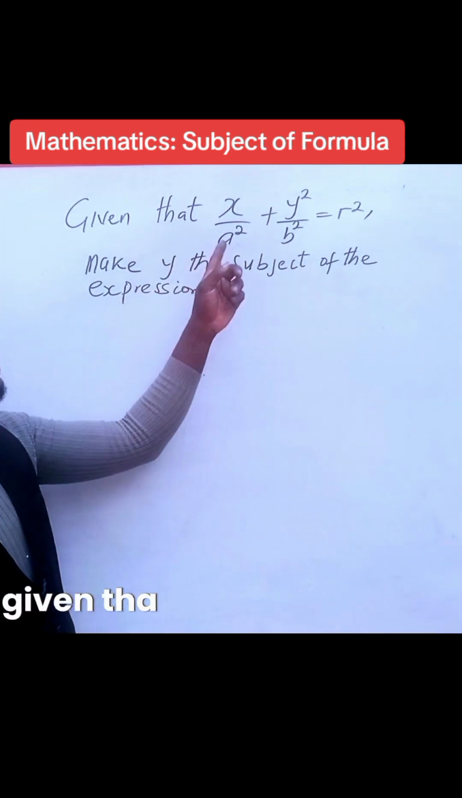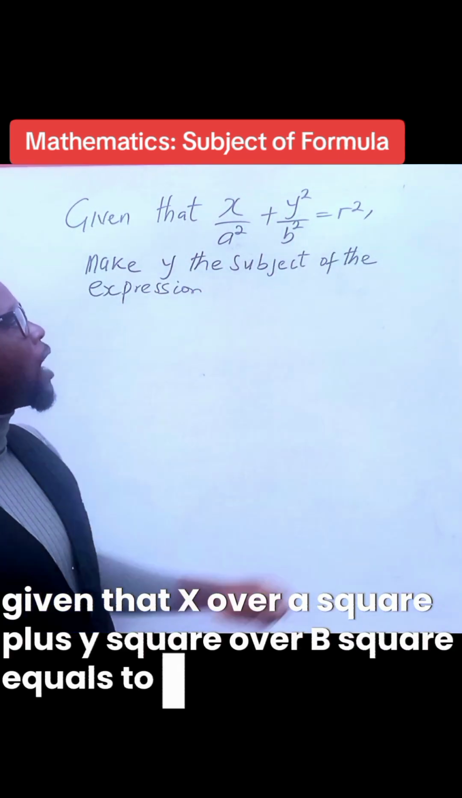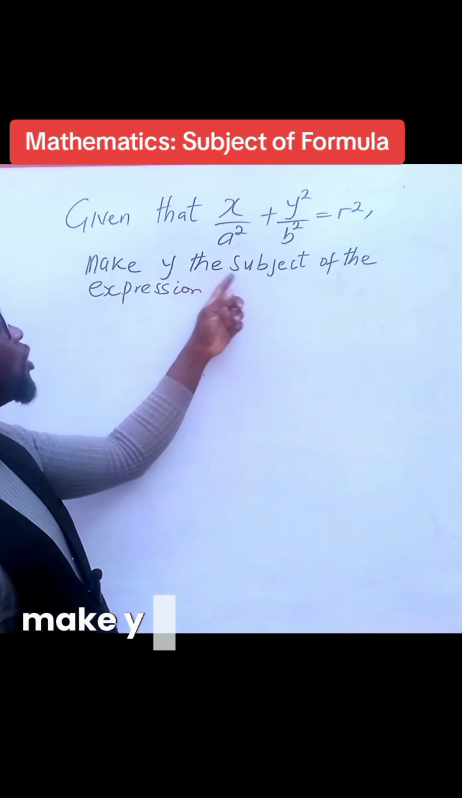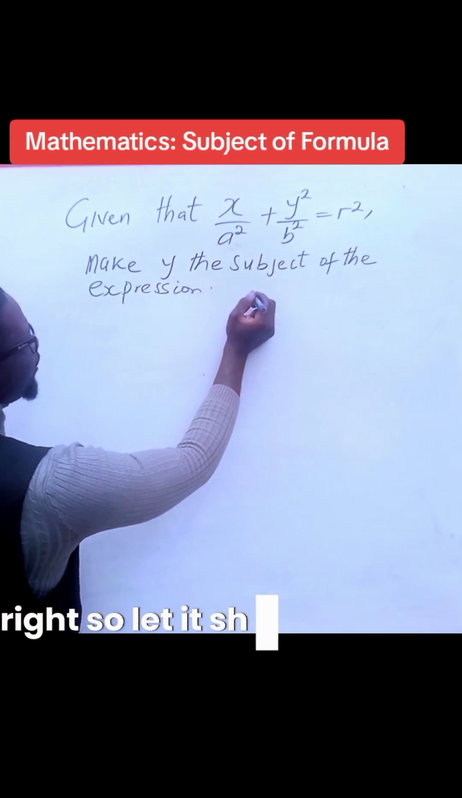It's given that x squared over a squared plus y squared over b squared equals r squared. Make y the subject of the expression. Right, so let's share the board into 2.